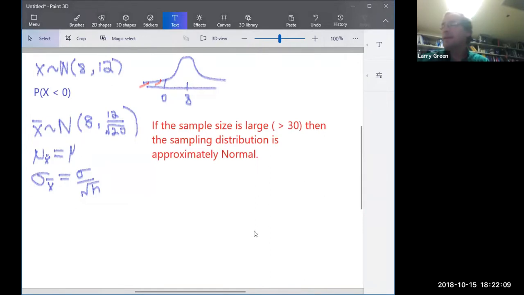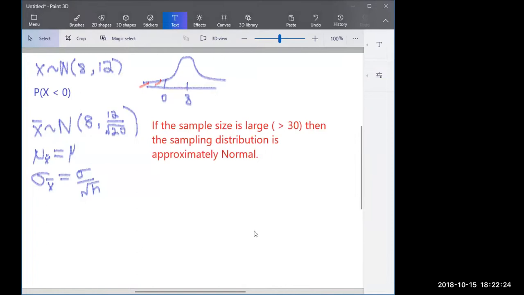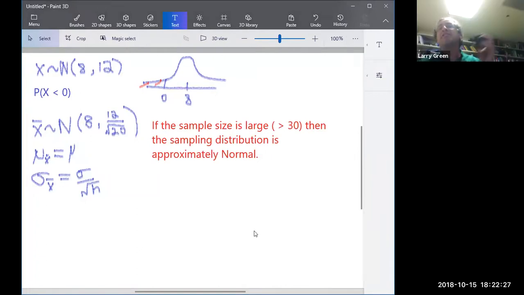Okay. If it's not greater than 30, you don't get normality unless the original distribution was normal. So you'd have to assume the original distribution is normal, then you're still normal. But that's a big, ugly assumption. But the idea is if you have a sample size, like you do on your projects, you have a normal distribution for the sampling distribution, not for your sample, but for all possible sample means. Any questions on that idea? That's really, really important. So if you have a small sample size, basically you can't do anything.